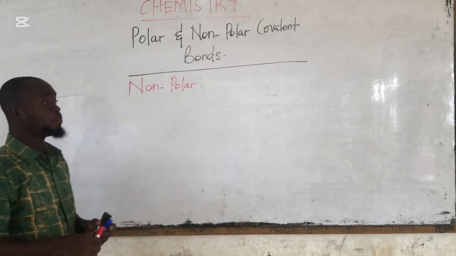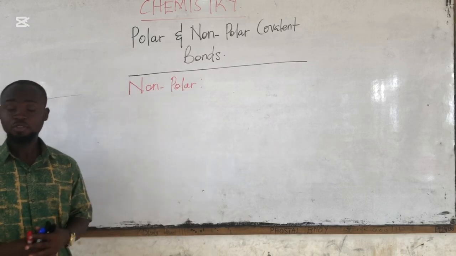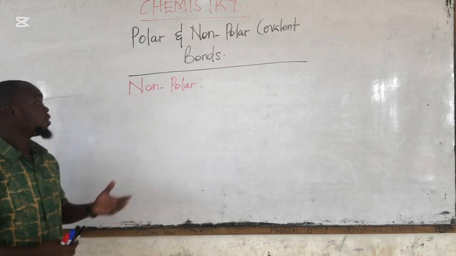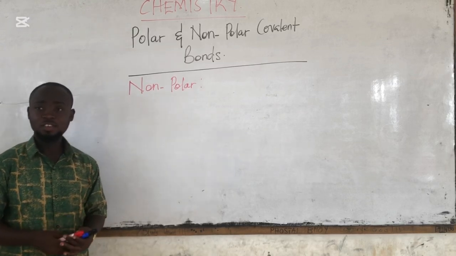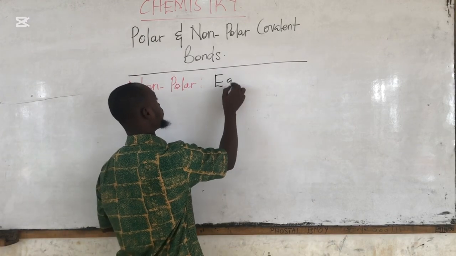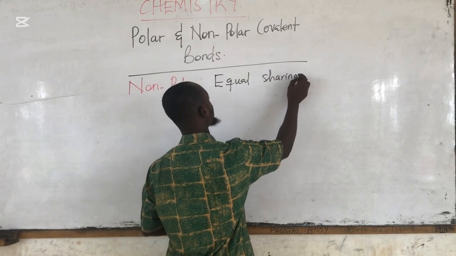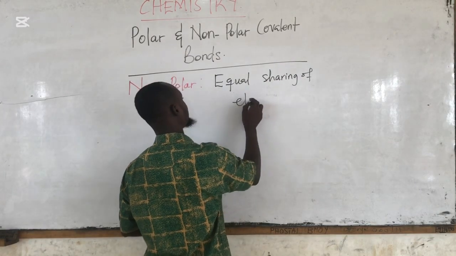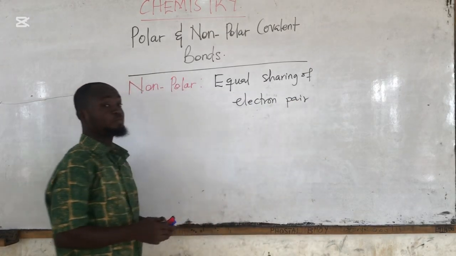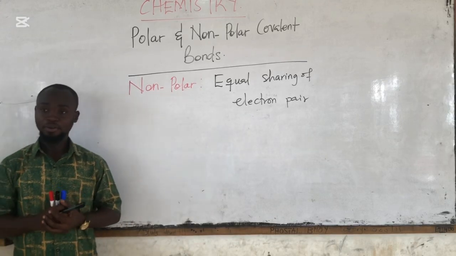So we said with the polar covalent bonding, it involves unequal sharing of electron pair between the two atoms after the donation in a covalent bonding. But for the non-polar covalent bond, it involves equal sharing of electron. So over here we have equal sharing of electron pair between the two atoms involved in the covalent bonding.